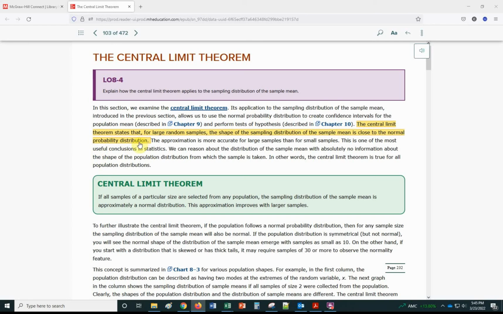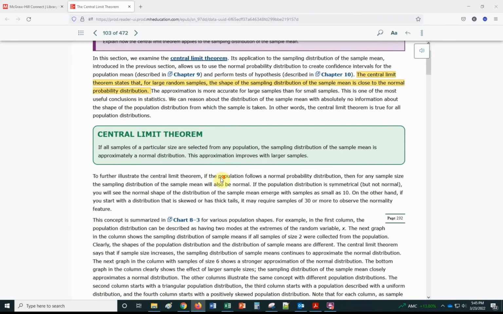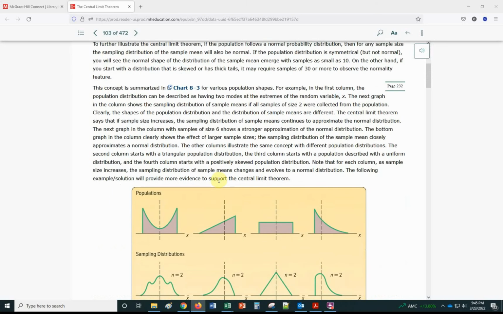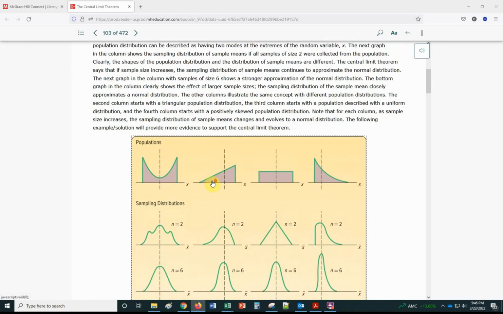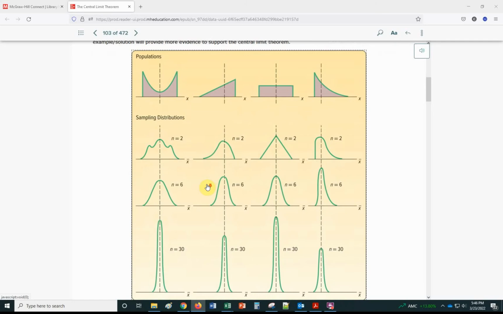Well, what does all that mean? It means if you have a larger sample size, large random samples, then you're going to get much closer to the actual values of the population. They try to illustrate this in the book by showing you, first of all, this picture on page 232.